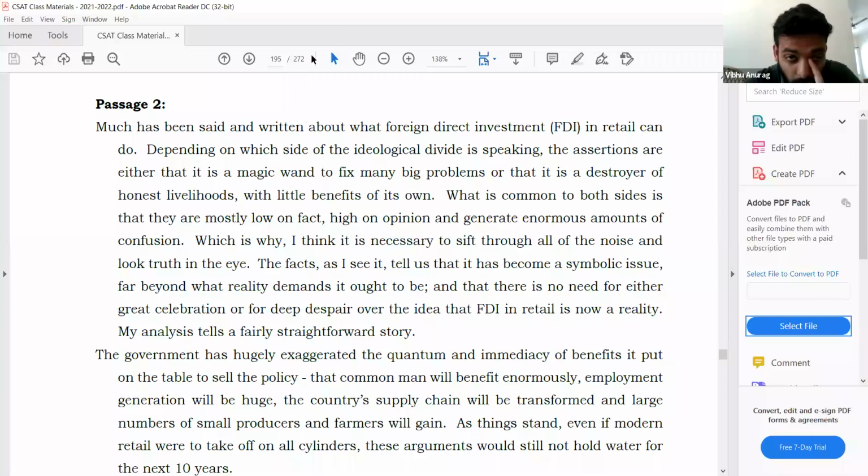Okay, now passage 2. You have 10 minutes and maybe a couple of minutes of extra time. Please solve passage 2. And if you see that you're able to solve it in time, that will give you confidence regarding your time management as well. Please start.